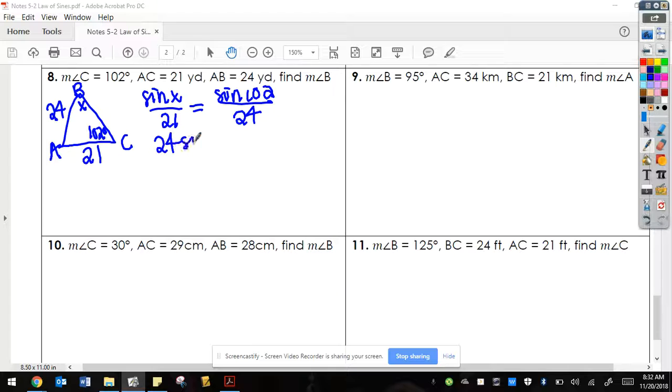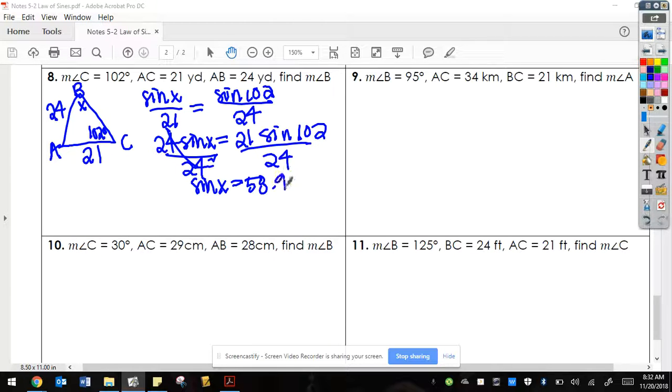All right, so if we solve this out by cross multiplying, we get 24 times sine of X equals 21 times sine of 102. Then we divide by 24 on both sides. So then we get sine of X equals 58.9. But we need to check and see if we can do 180 minus 58.9. And we can, and it gives us 121.1. So we could also have 121.1 degrees.